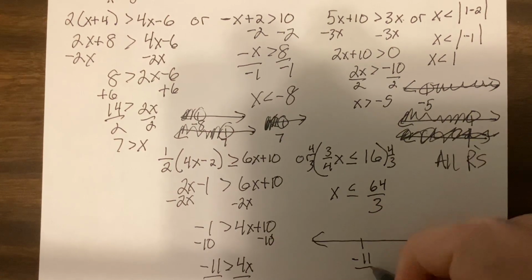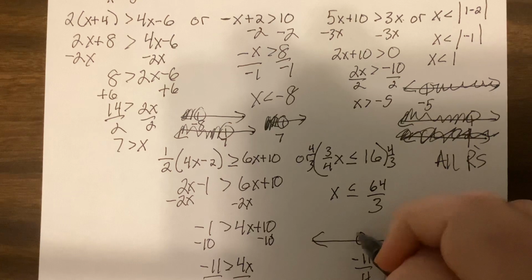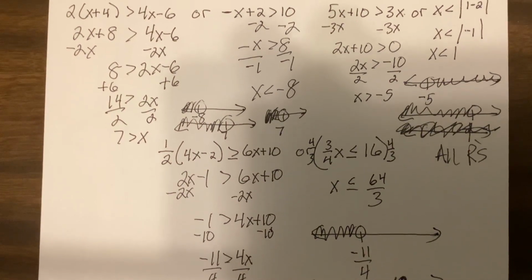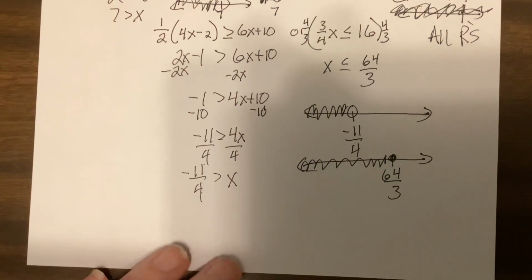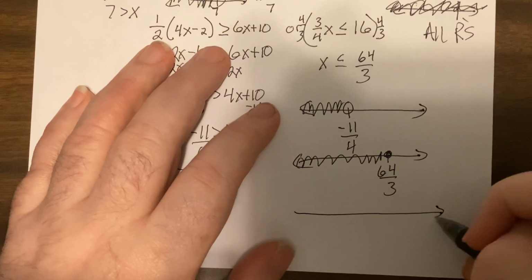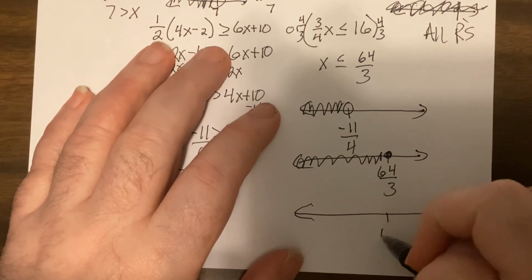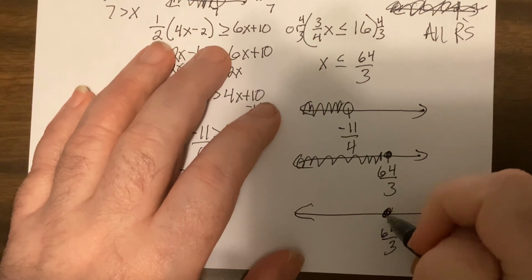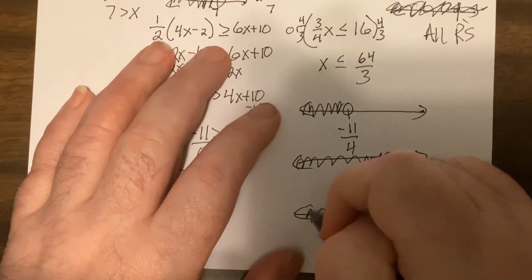So here's the -11, less than. Here's less than or equal to 64/3. Now remember, for or, if it's going in the same direction, it's the longer one. So in this case, 64/3. Solid dot.